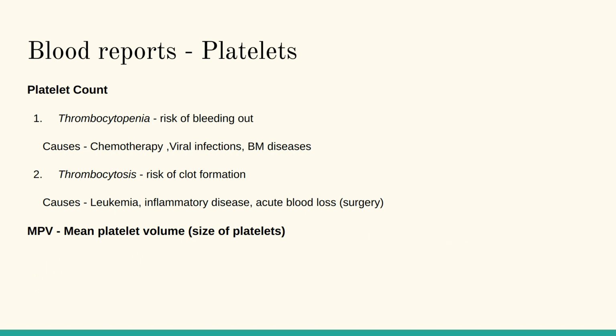Thrombocytosis is the increase of platelet count that would cause an increased risk of clot formation. The causes can be leukemia, inflammatory disease, and acute blood loss, especially like in a surgery. And the second value that we can obtain from blood report regarding platelets is the MPV, which is similar to the MCV, the mean corpuscular volume. This is the volume or the size of platelets.